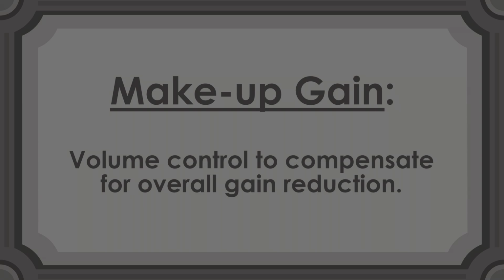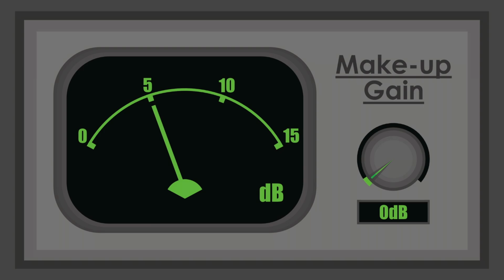Just as an example, let's say we have an audio signal whose peaks are being reduced by 5 dB after compression. This means that we should turn the makeup gain up 5 dB to compensate for the loss of the peaks. This isn't a hard and fast rule, but if you're new to compressors, it's a good place to start. Now, let's look at a couple different software compressors.